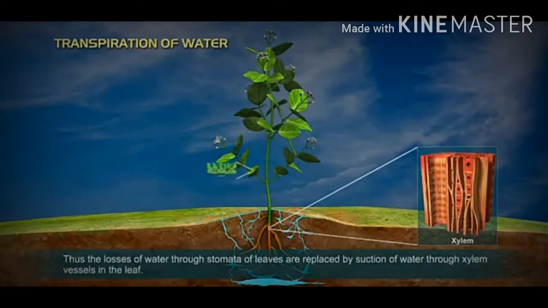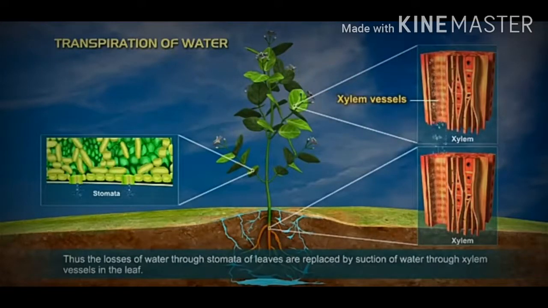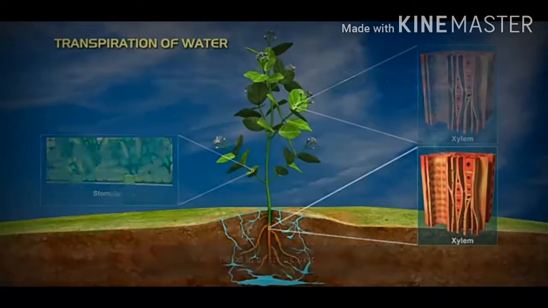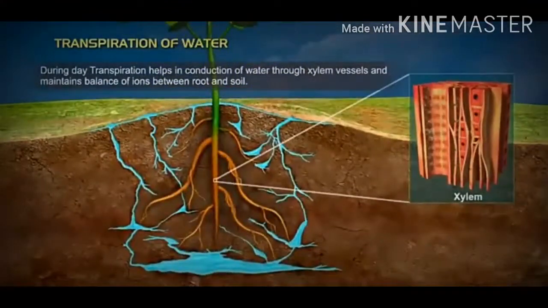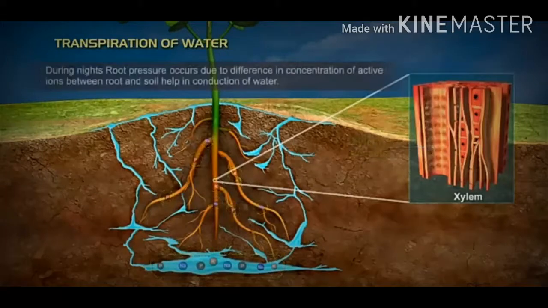Thus, the losses of water through stomata of leaves are replaced by suction of water or root pressure through xylem vessels in the leaf. It also helps in temperature regulation. During day, transpiration helps in conduction of water through xylem vessels and maintains balance of ions between root and soil. During nights, root pressure occurs due to difference in concentration of active ions between root and soil, which helps in conduction of water.